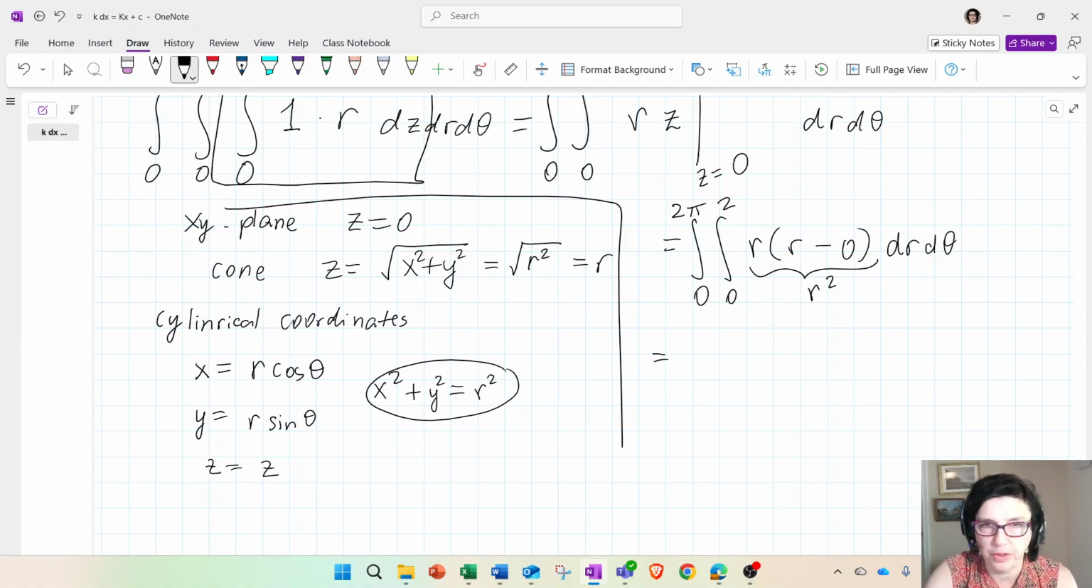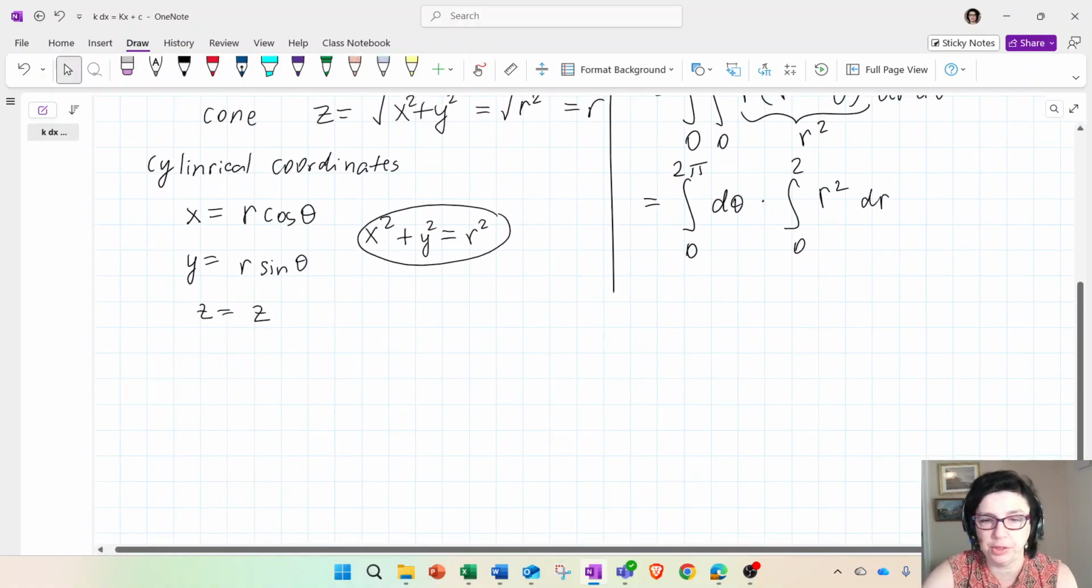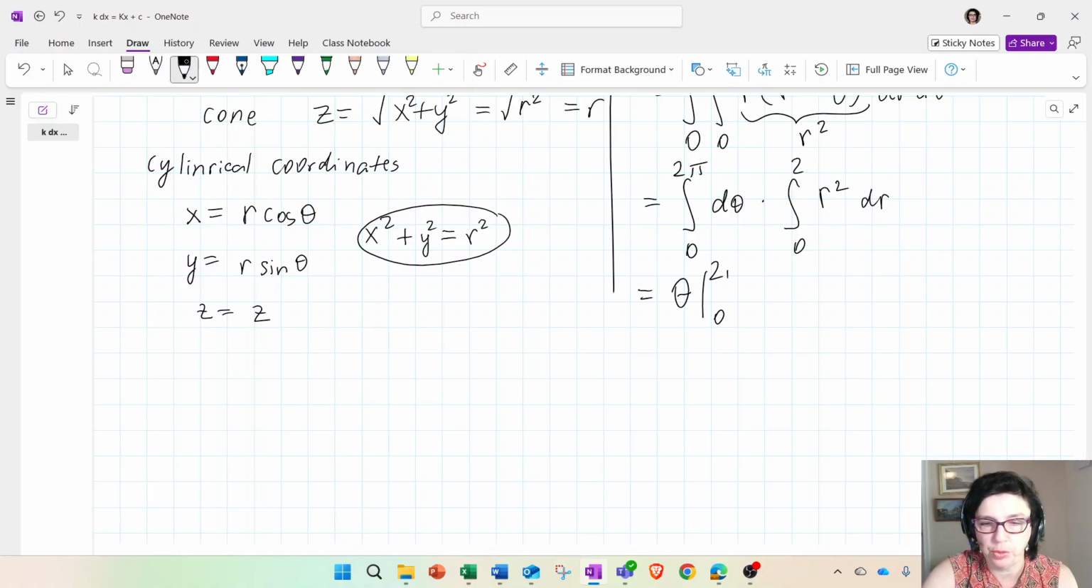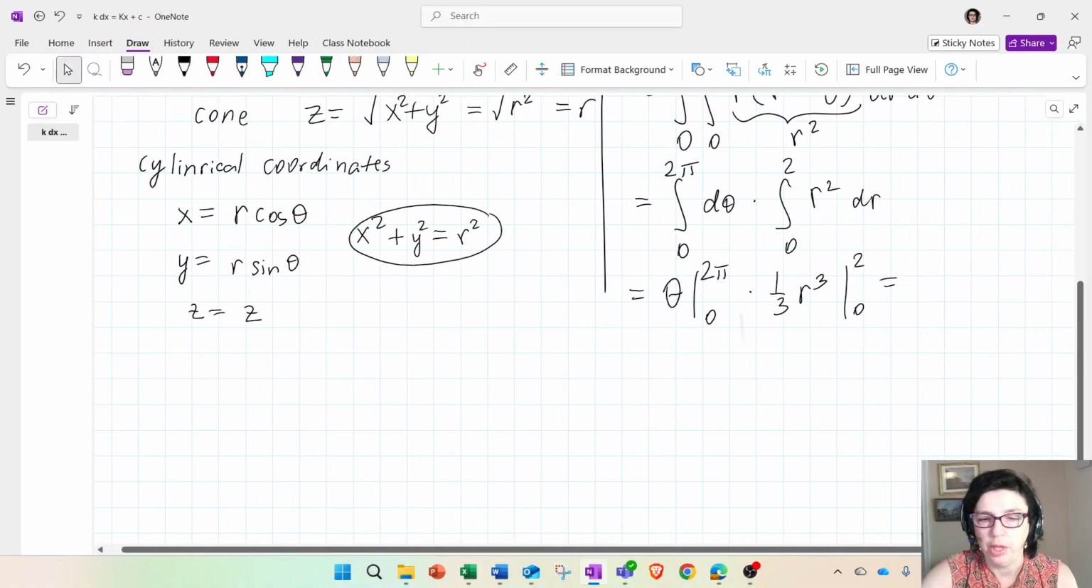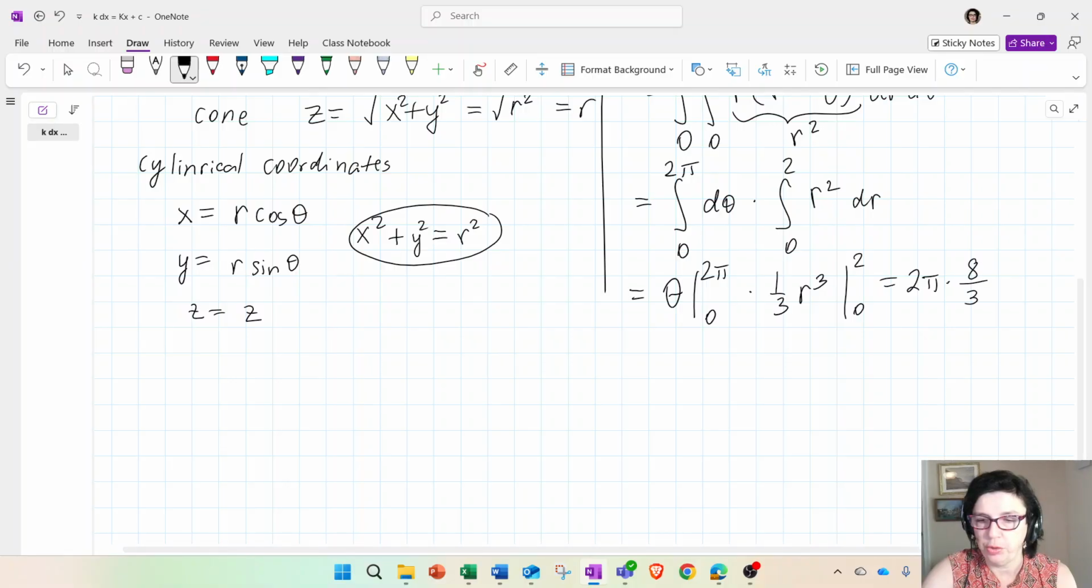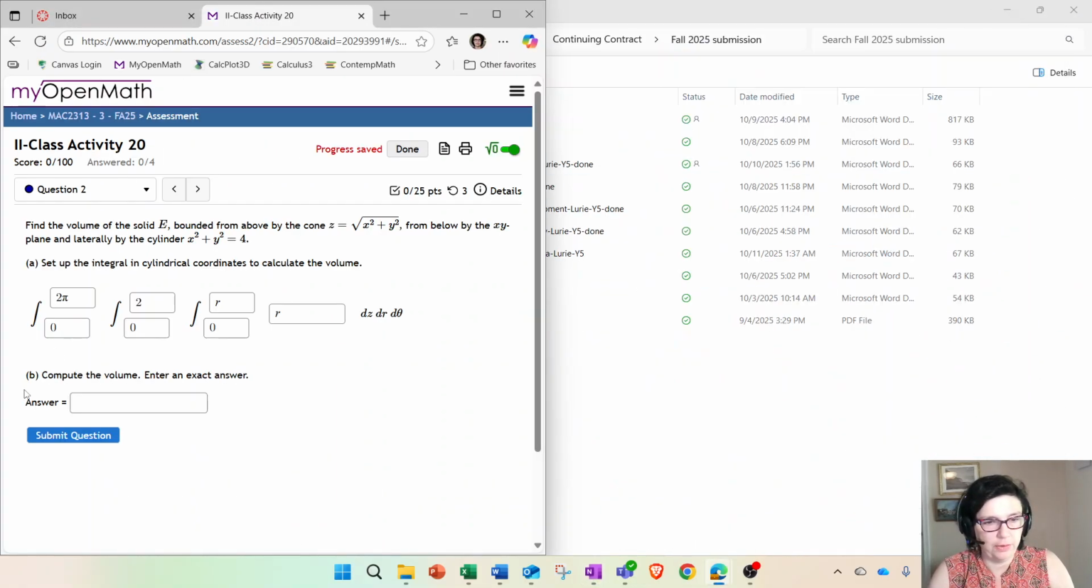You can think of the theta factor as just being 1. So this is just going to be the integral from 0 to 2 pi of d theta multiplied by the integral from 0 to 2 of r squared. And now you have a product of 2 single integrals that you can easily integrate. The first one is just going to be theta, substitute 0 to 2 pi. This guy is going to be 1/3 r cubed, substitute 0, 2, and then you multiply the two answers. The first answer is 2 pi. The second answer is going to be 8/3. So the final answer would be 16 pi over 3. So let's check that out and see if that is correct.